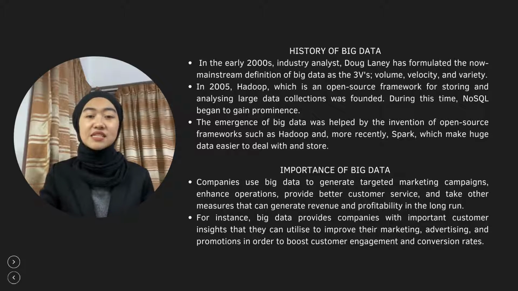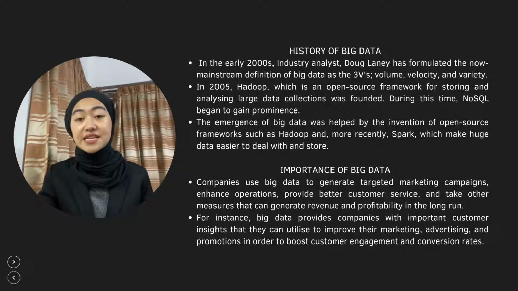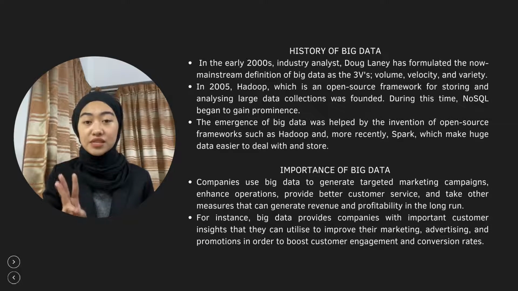Next, historically, as mentioned before, big data refers to a large set of data which is vast and complex, thus is difficult to process using traditional methods. So for a long time, the act of accessing and storing massive amounts of data for analytics has been practiced. However, in the early 2000s, industry analyst Doug Laney formulated the now mainstream definition of big data as the three V's, which includes volume, velocity, and variety.